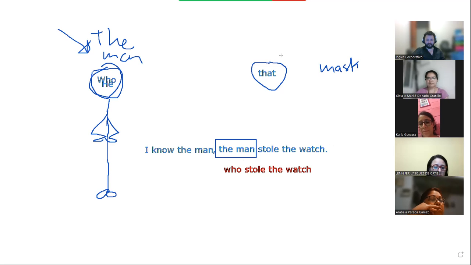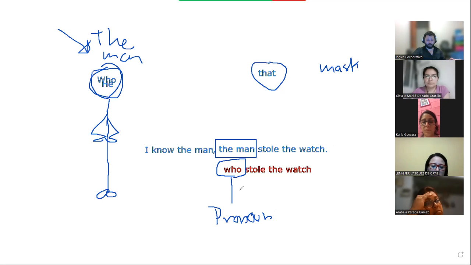Does that make sense now, guys? So it is a clause because who works as a pronoun. If who works as a pronoun, then we can say it's a clause. Clear, guys?